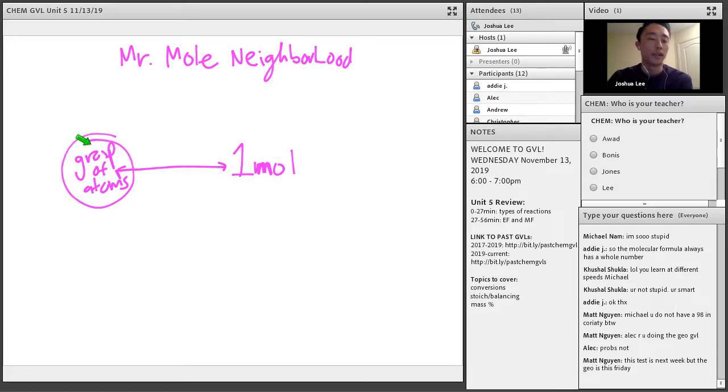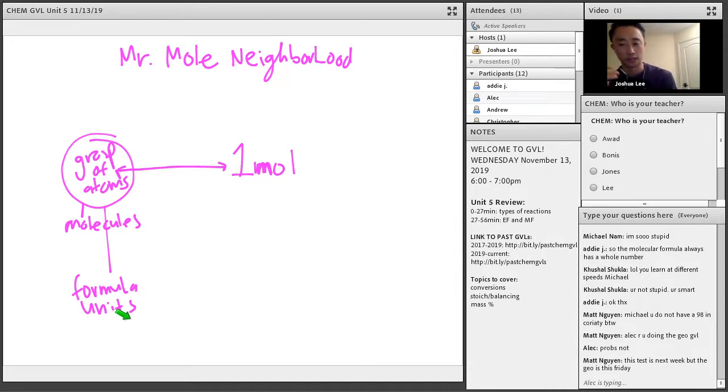And your groups of atoms could be two things. They could either be molecules or they could be formula units. The math is exactly the same, it's just that the unit changes. And on the other side of Mr. Mole lives good old Grandma Graham.